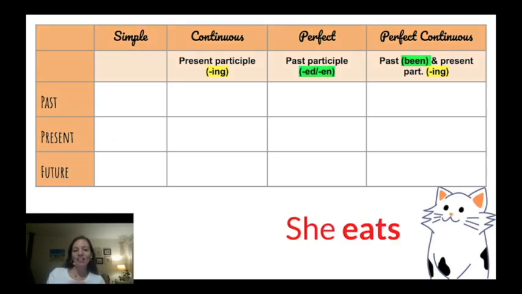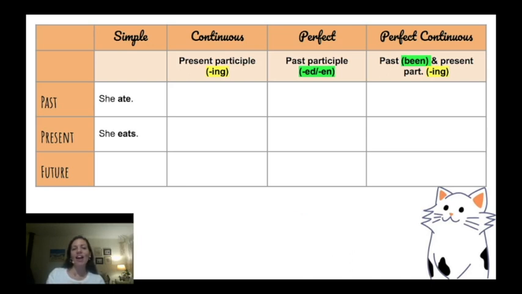She eats, and it would be she ate. How would you move that into the future tense? It would be she will eat. Now we're going to put it into the continuous.